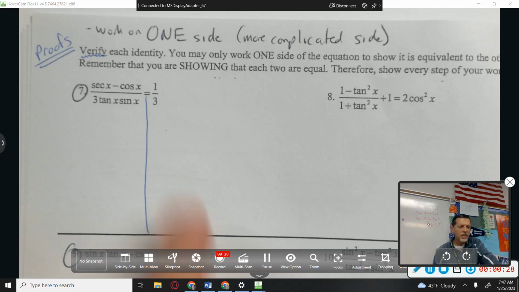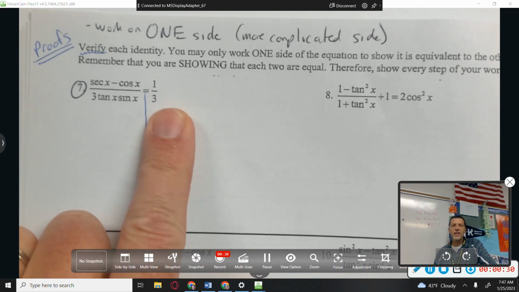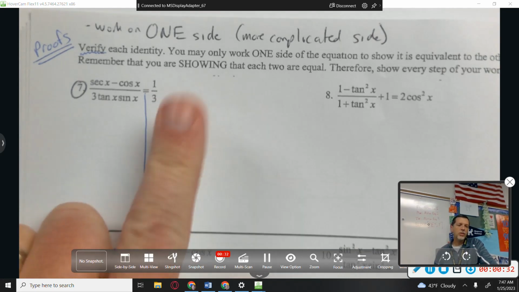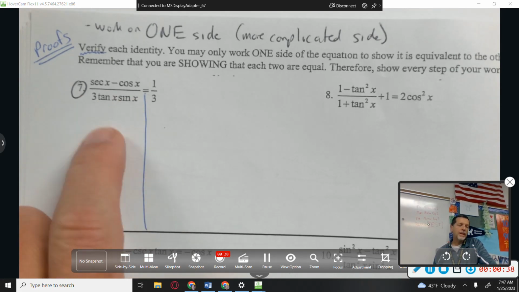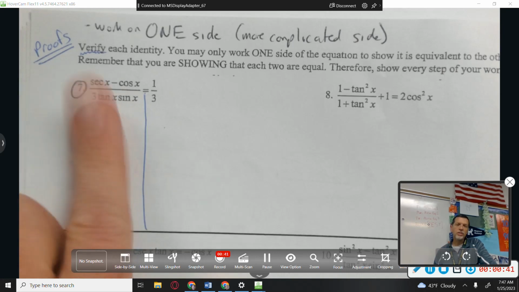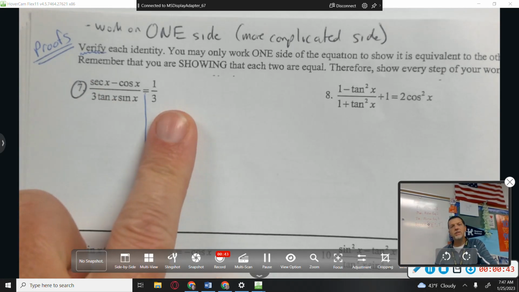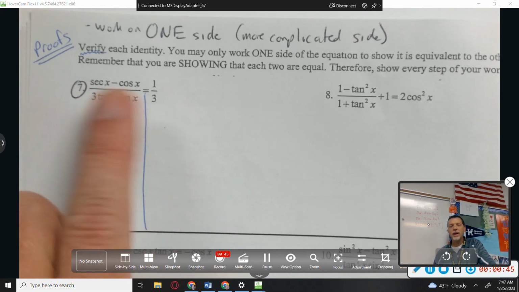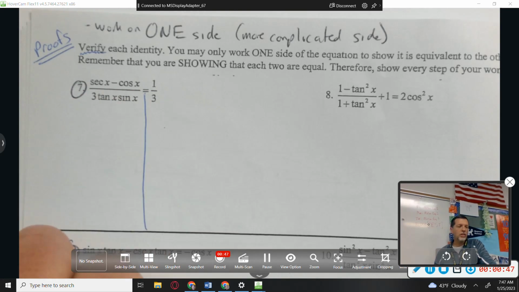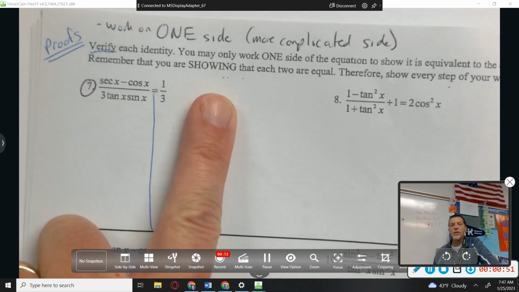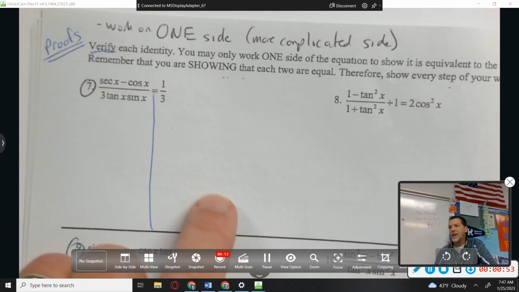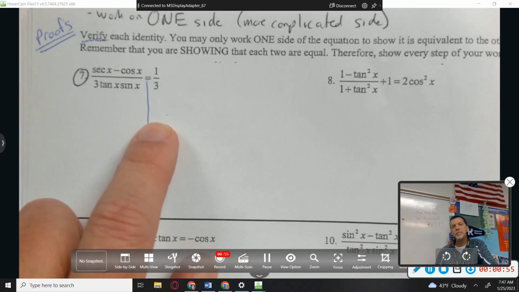So you can look at the other side. My goal is to get it to be 1/3, but I can't do anything to it. I'm going to work on the left side. My only thing I can do is work on the left to make it look like the right. So don't multiply both sides by sine or 3 or tangent. Don't think, well, I'll multiply both sides by 3 tangent sine, that way I'll get rid of a denominator. You can't. You can only work on one side.